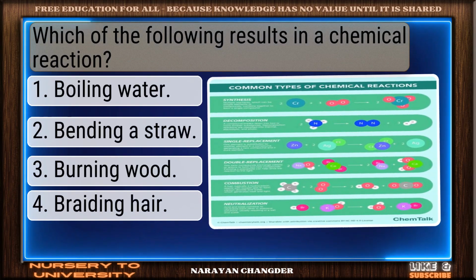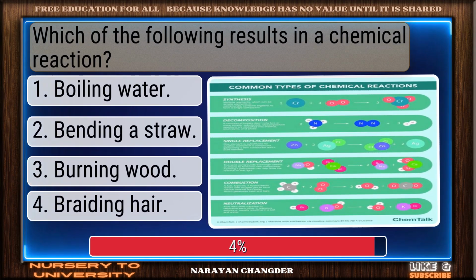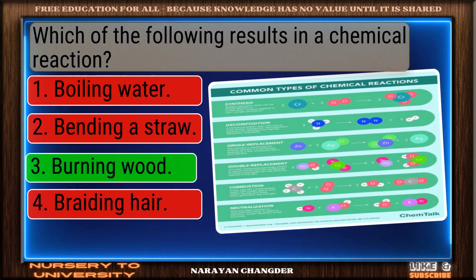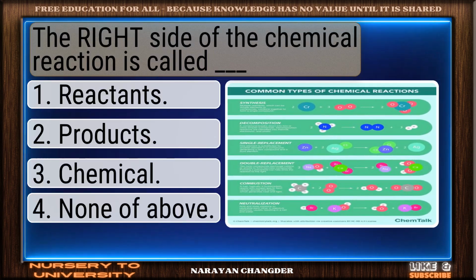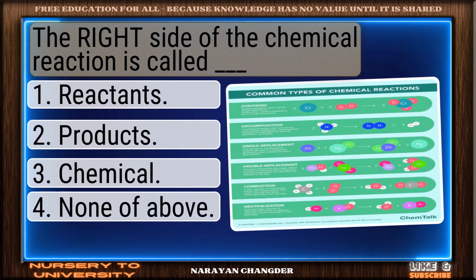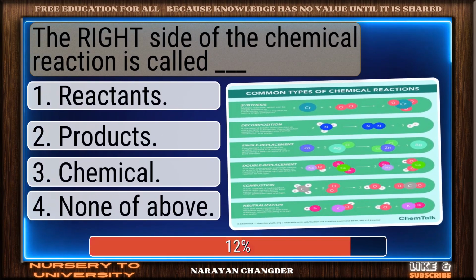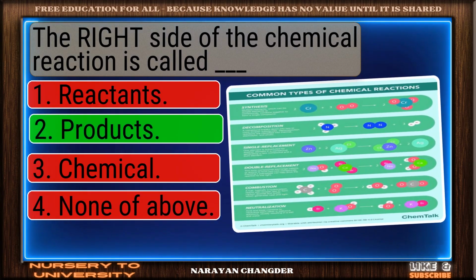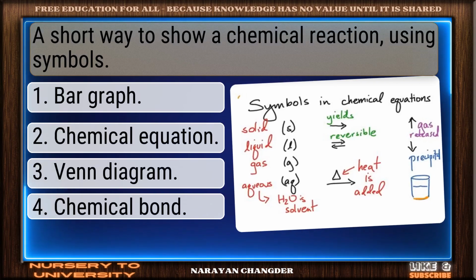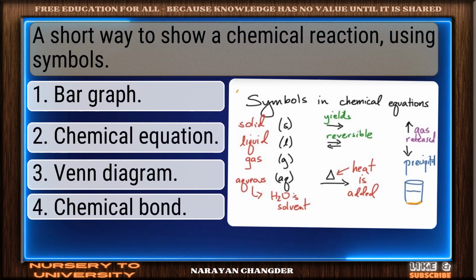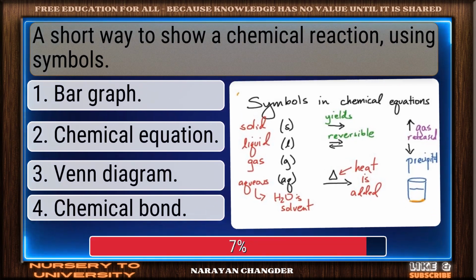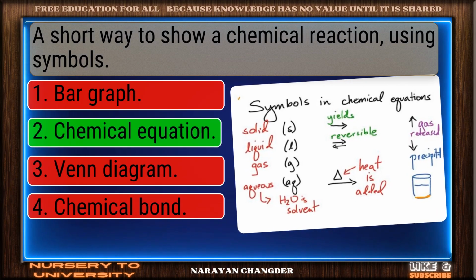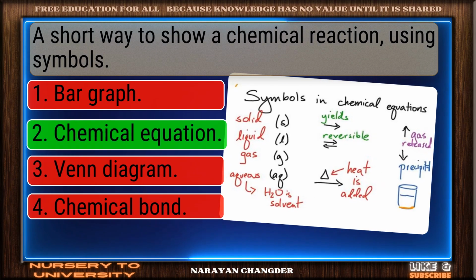Which of the following results in a chemical reaction? Perfect. Burning wood is the correct choice. The right side of the chemical reaction is called dash. Smart move. Products is an accurate answer. A short way to show a chemical reaction using symbols. Good thinking. Chemical equation is the right answer.